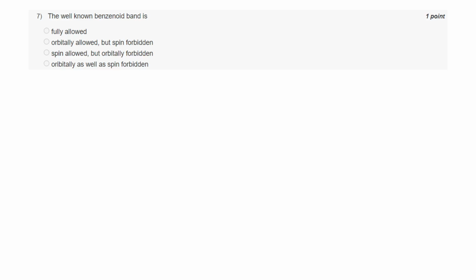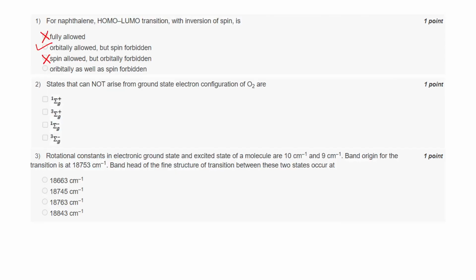Tell me, 10 or 12 for naphthalene? I think 10 is there. 10 electrons, yes, 10. So 10 pi electrons means you have 5 filled orbitals in the ground state. Yes. That is also A1G, right? Yes, singlet A1G. And then you transfer one of them to the higher orbital, LUMO.